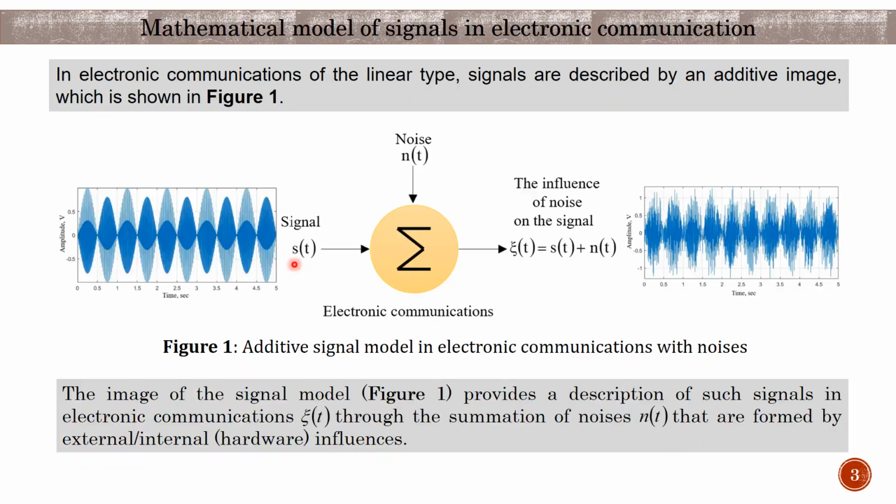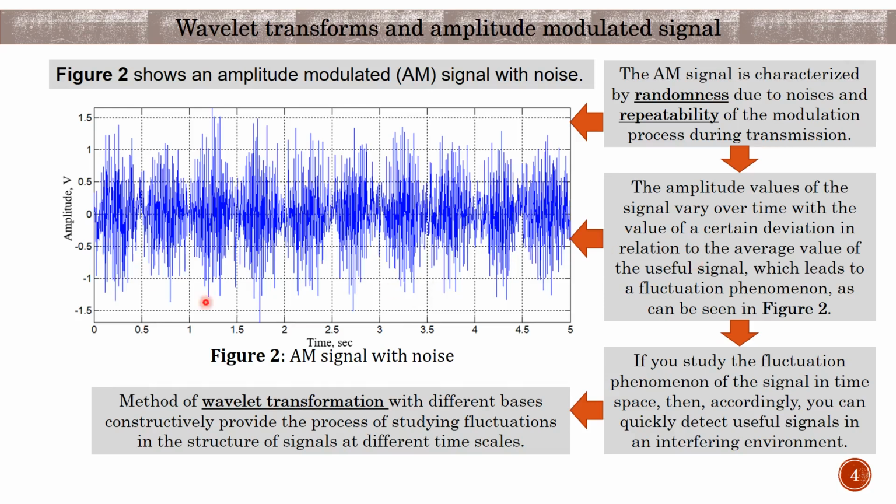In electronic communications of the linear type, signals are described by an additive image, which is shown in figure 1. The image of the signal model provides a description of such signals in electronic communications through the summation of noises that are formed by external and internal influence. Figure 2 shows an amplitude modulated signal with noise.